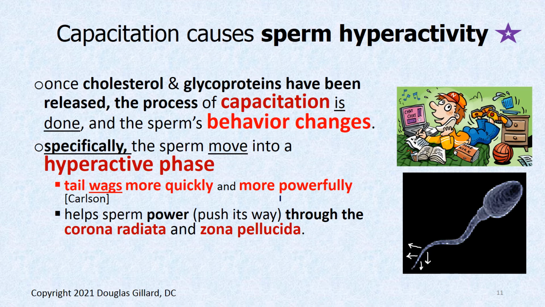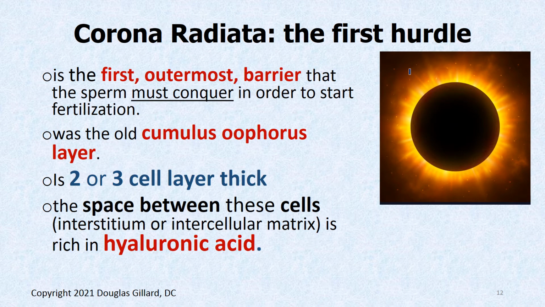And therefore when it finds the egg, it can drive harder and start to push really hard through the Corona Radiata, and then through the Zona Pellucida. So the Corona Radiata we have to take on first. That's the outermost barrier. Remember last week's lecture, this came from embryological development. It came when the secondary oocyte was expelled during ovulation. It took this Corona Radiata and the Zona Pellucida with it. It used to be called the cumulus oophorus layer, so it's still there with it.